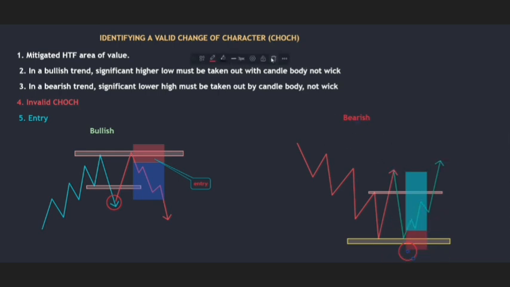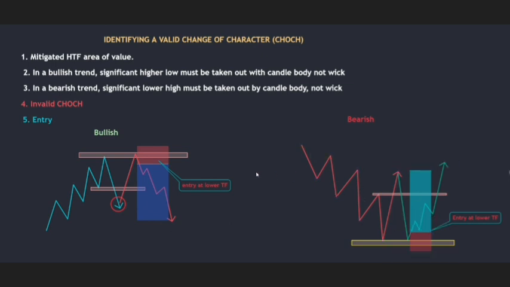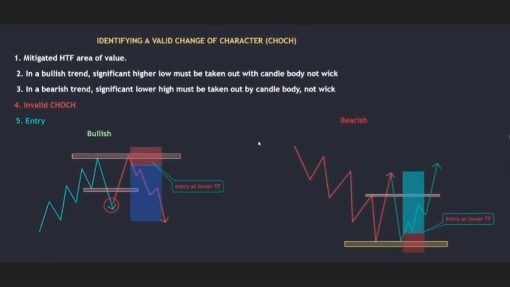So this is how you would trade this. This is a valid change of character. This is where you would enter, this would be your entry. Entry happens at lower time frames. And this would be a valid change of character for the bearish scenario.